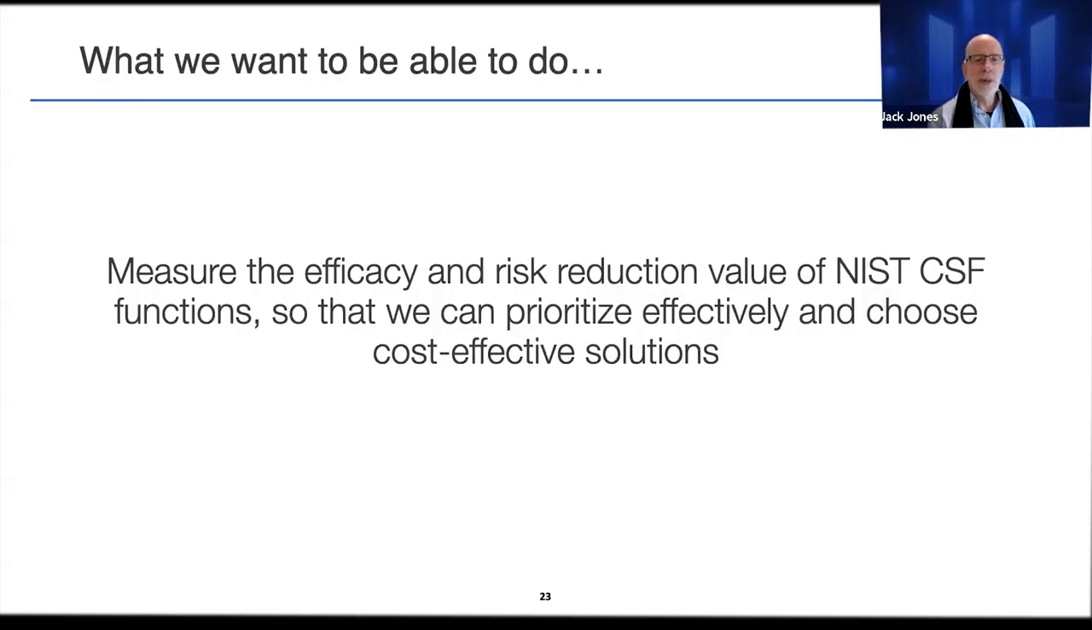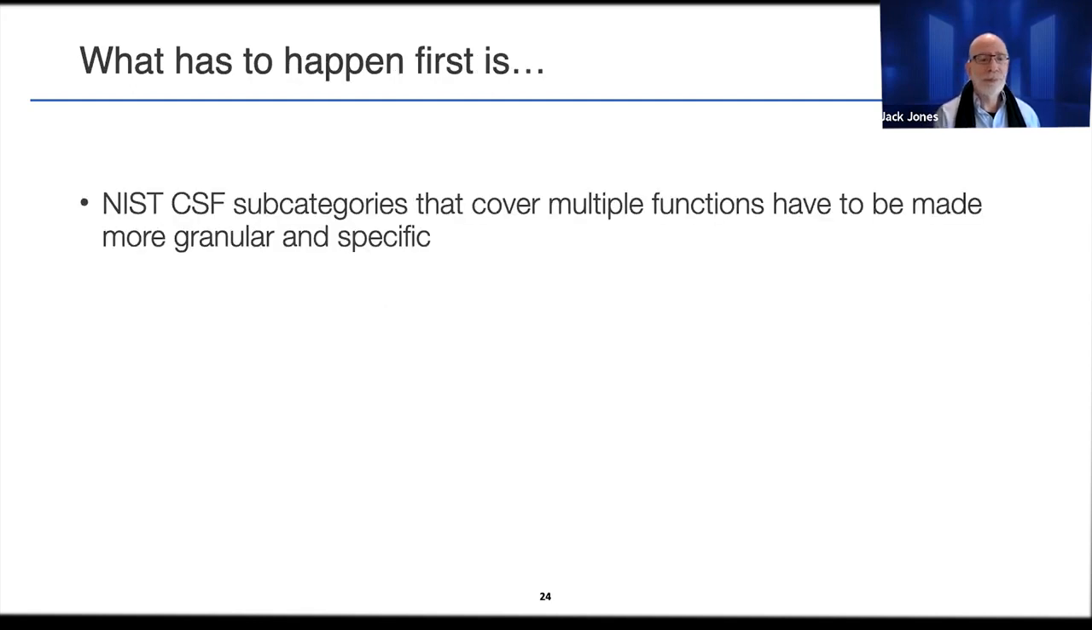Again, this is what we want to be able to do. And it makes perfect sense, again, because of how widely used NIST CSF is. And we want to be able to prioritize this stuff and know what to focus on first and what kinds of solutions are going to have the greatest ROI. What you have to do first is redefine the subcategories. And when the mapping is through, that effort will begin, right?